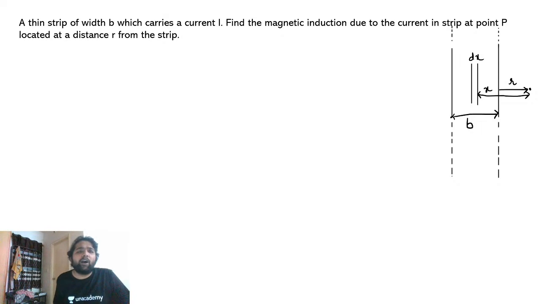Okay. Now a thin strip of width b carries current I. This width of the strip is b carrying current I. The magnetic induction due to this current at a point P located at a distance R from the strip. Now this is just integration question, guys. This is a little complex integration question. So what I will do is at a distance x I will take dx thickness. And what do I know? Current carrying I across length L.